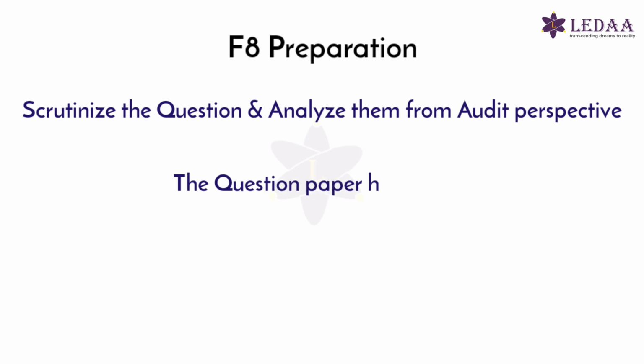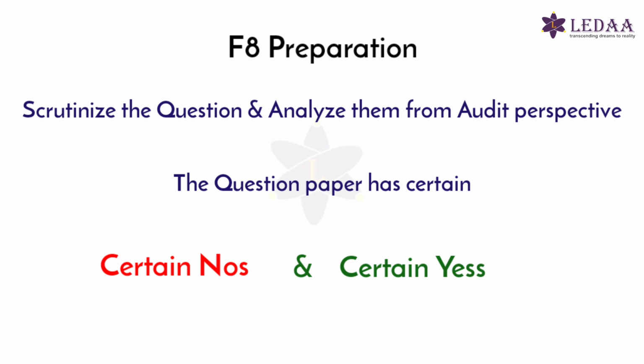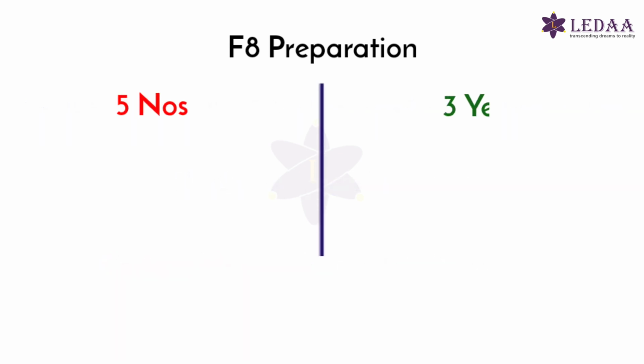Now the question paper has certain no's and certain yes's. You should remember these points very particularly if you are keen on improving your chances of scoring more than 50 and coming out successfully in the F8 Audit and Assurance paper. So there are 5 no's and 3 yes's.